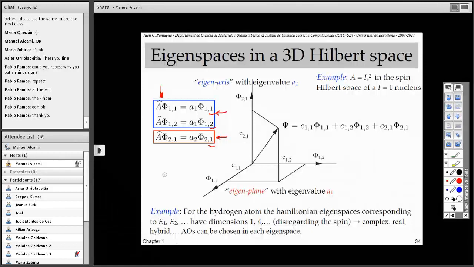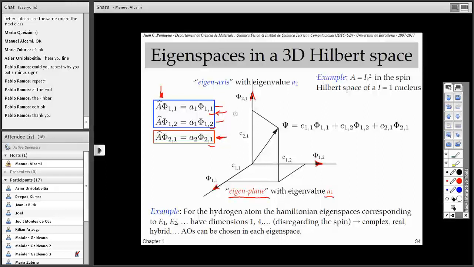We can represent these three eigenvectors as basis sets in a three-dimensional Hilbert space, which is, well, of course, the coefficients could be complex. Let's consider that the coefficients are real, and so it's completely equivalent to the physical space. Well, in this case, the horizontal plane is an eigenplane of the operator with eigenvalue A1. And the vertical axis is an eigenaxis, we could say, eigenaxis with eigenvalue A2.